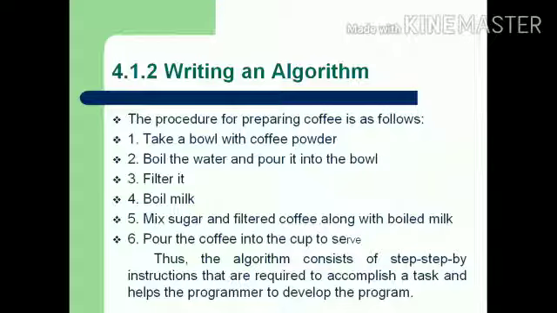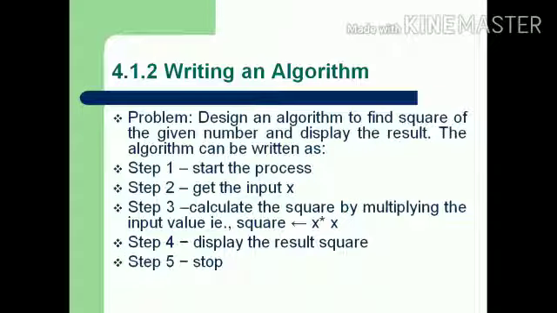So in this algorithm, we can easily understand what the inputs are. Here the inputs, I repeat, are coffee powder, water, milk, sugar, and serving cups. Next, we are going to discuss the same algorithm in a mathematical procedure. In this example, we are going to find the square root of the given number.